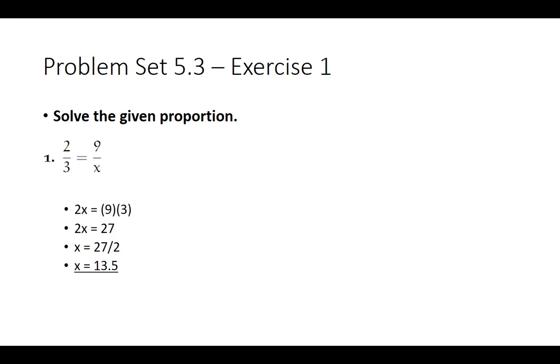Moving into the 5.3 homework. In number 1, we want to solve the given proportion. We're given 2/3 equals 9 over x. We want to use cross products. So 2 times x equals 9 times 3. That means 2x equals 27. To get x by itself, divide both sides by 2. X equals 27 halves, which is 13.5. X equals 13.5.